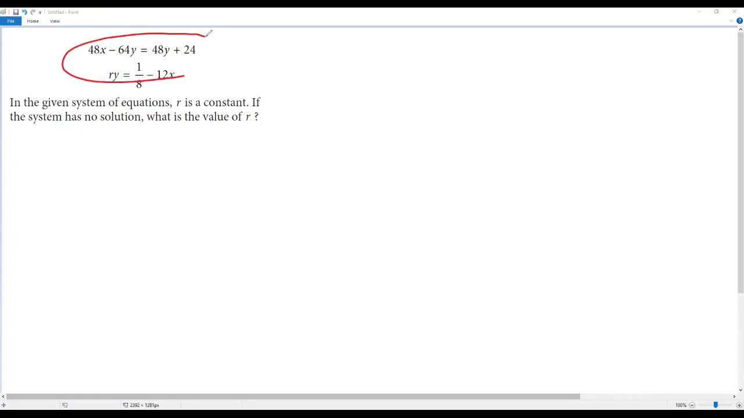Here we have a system of two linear equations. In the given system of equations, r is a constant. If the system has no solution, what is the value of r? Okay, before we start solving the problem, let's understand a concept.